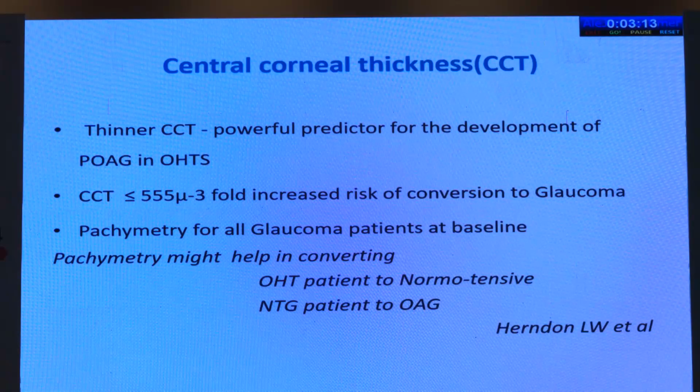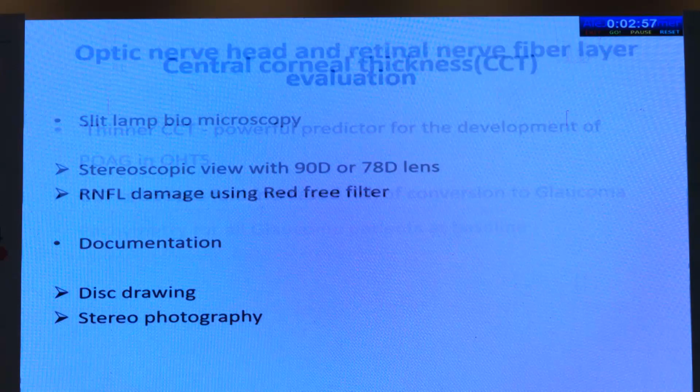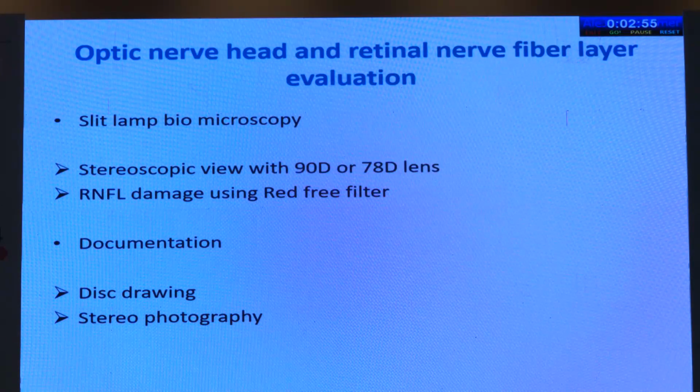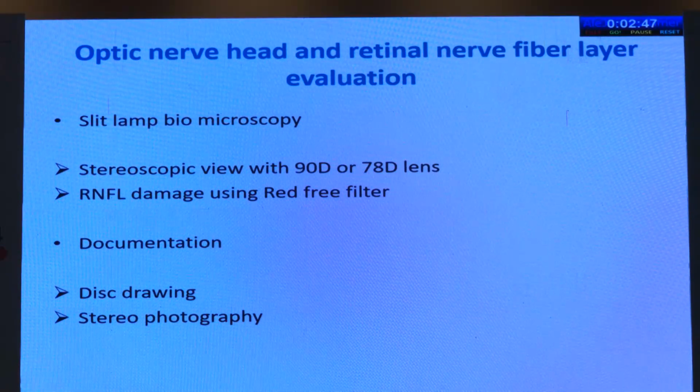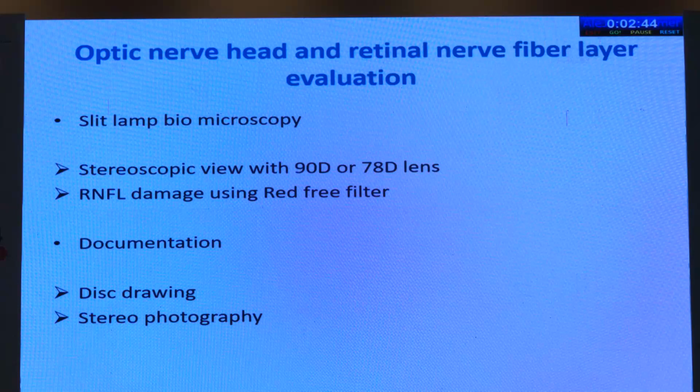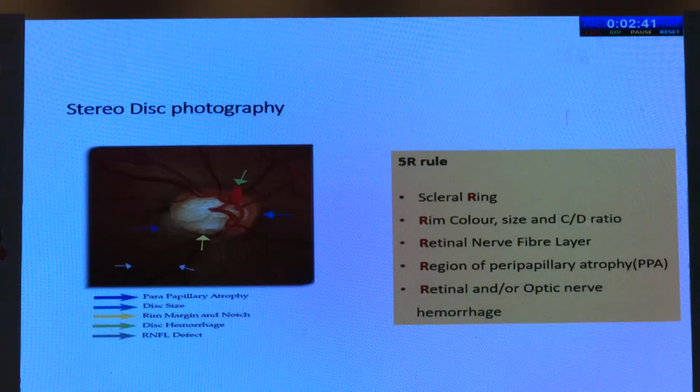Now, thin cornea is another important risk factor for progression to glaucoma, and pachymetry is a must for all patients at baseline. And if you do pachymetry, you will see that the ocular hypertensive patient is actually a normotensive patient, and the NTG patient is actually an open angle glaucoma patient. Now, optic nerve head should be evaluated thoroughly, and ideal will be a stereoscopic view with a 90D or 78D lens, and documentation is a must. One should go for stereophotography, or if it's not available, at least document with a disc photo. And not just see the vertical cup disc ratio, but thoroughly evaluate the optic nerve.